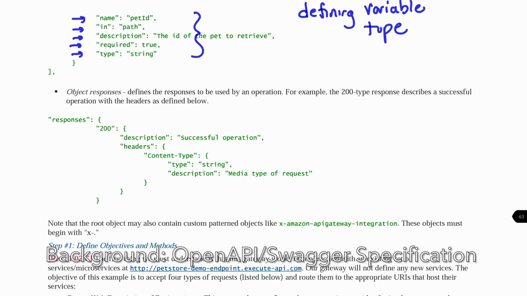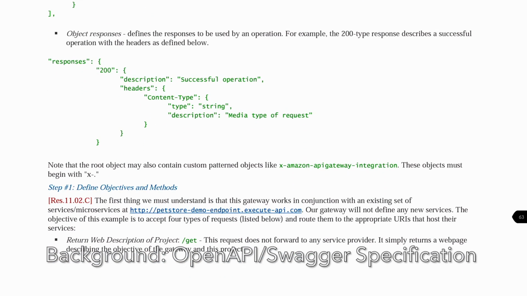Next, in our list of components that are important to the OpenAPI specification, we have the not required object responses. This defines the responses to be used by an operation. For example, the 200 type response describes a successful operation with the headers as defined below. The specific response here is 200, which most of you will recognize as standard for HTTP requests. The description is successful operation. And then here we have headers, where we can include what content we are returning.